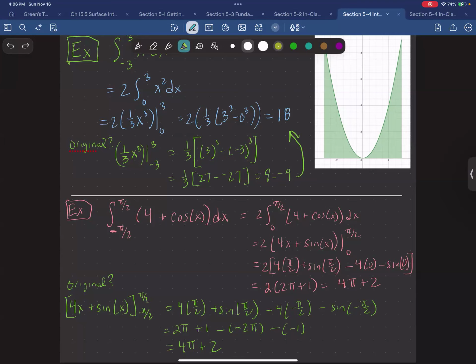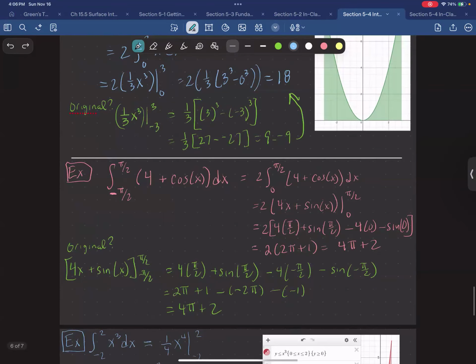The negatives cancel out in both spots, turning into pluses. And you see we end up having 2 of these and 2 of those. And that's like seeing the double action going on. We still end up with 4 pi plus 2. Okay?